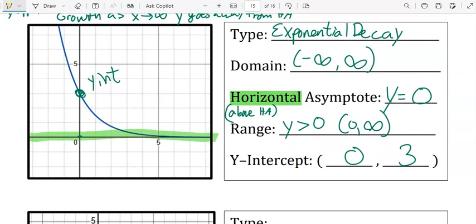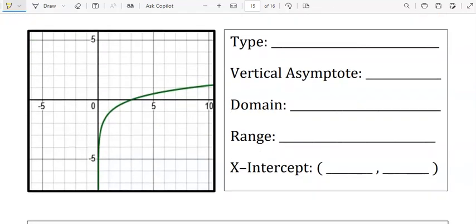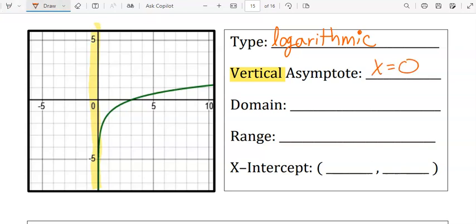This one was exponential. This type is logarithmic. The vertical asymptote goes through the y-axis. X doesn't change there, it's always going to be 0. The domain for this one is x is greater than 0, also known as 0 to infinity. The range for logarithms is all real numbers, negative infinity to positive infinity.